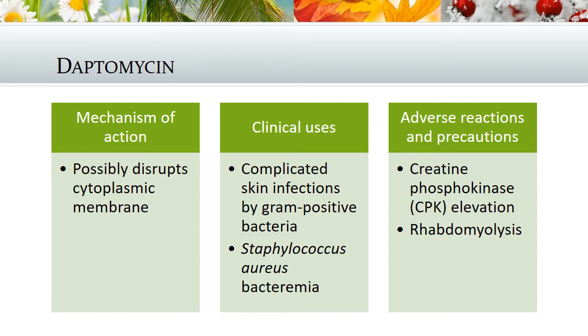Daptomycin. They're not really sure, but they think it disrupts the cytoplasmic membrane of bacteria. Its clinical uses include complicated skin infections by gram-positive bacteria, Staph aureus infection, and Staph aureus bacteremia. It can elevate creatinine levels and cause rhabdomyolysis.